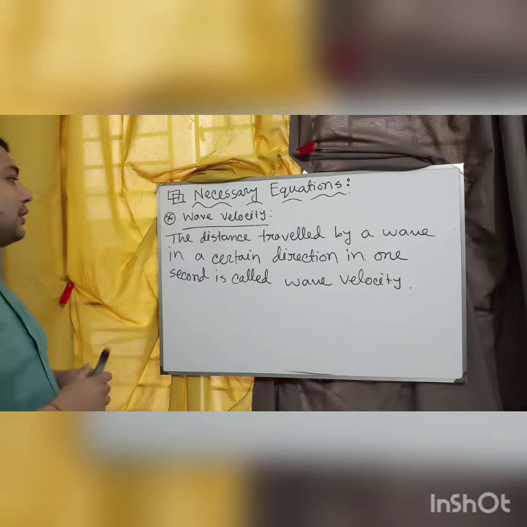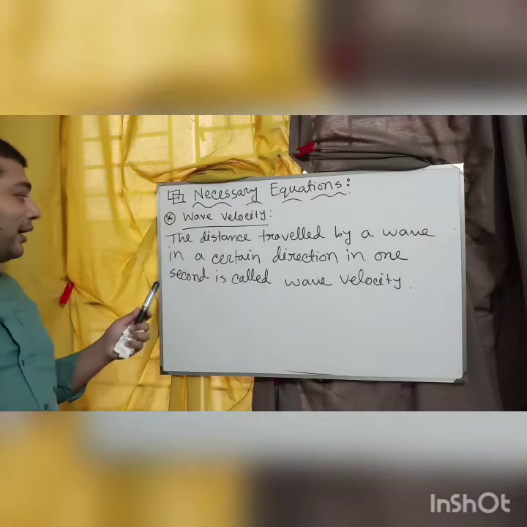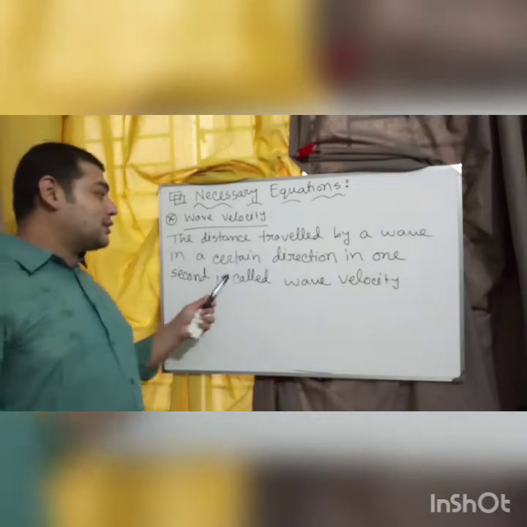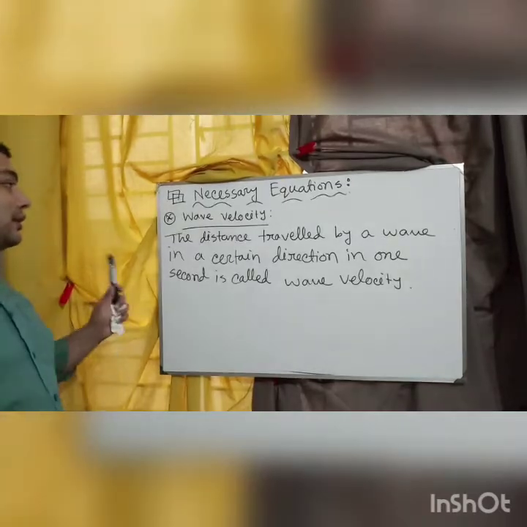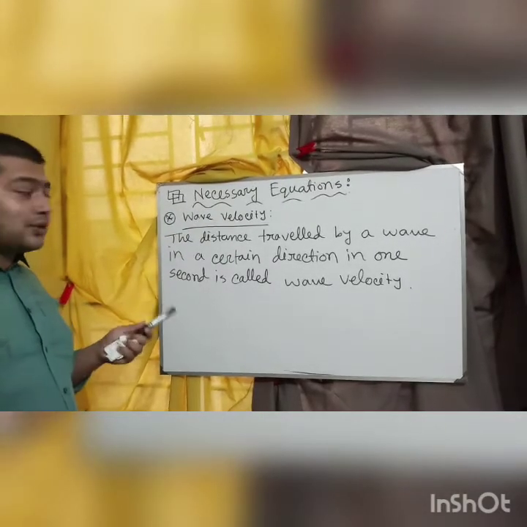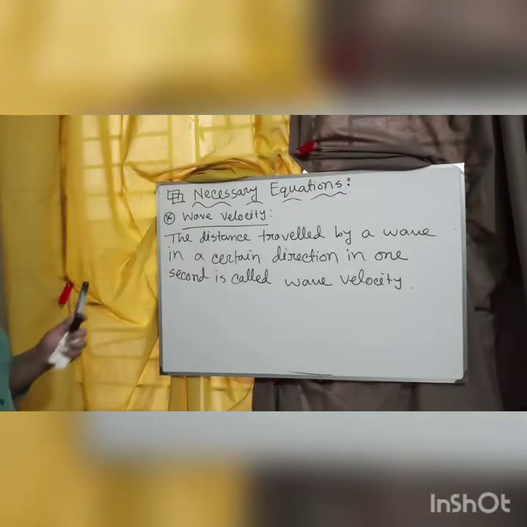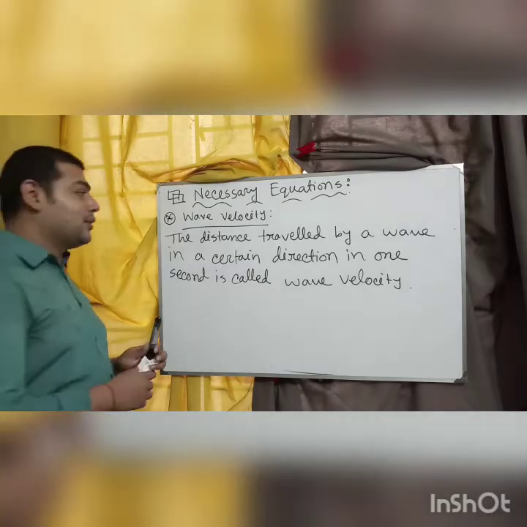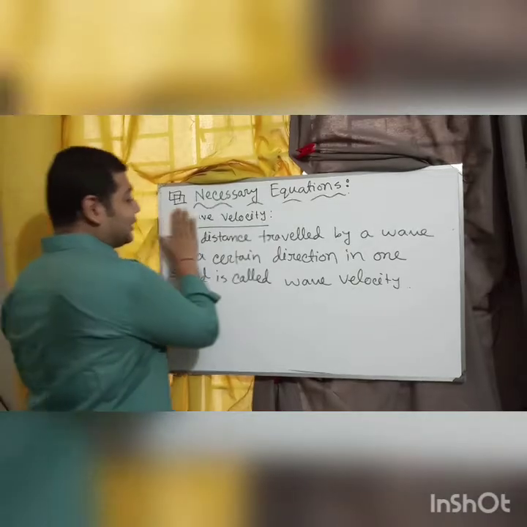Okay, the wave velocity is the distance traveled by a wave in a certain direction, not in different directions, in 1 second. This is very important for knowledge based questions. What is called wave velocity? The distance traveled by a wave in a certain direction in 1 second is called wave velocity.